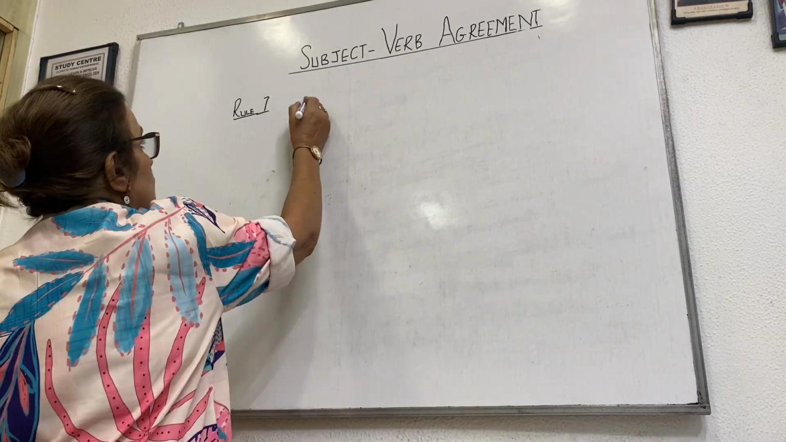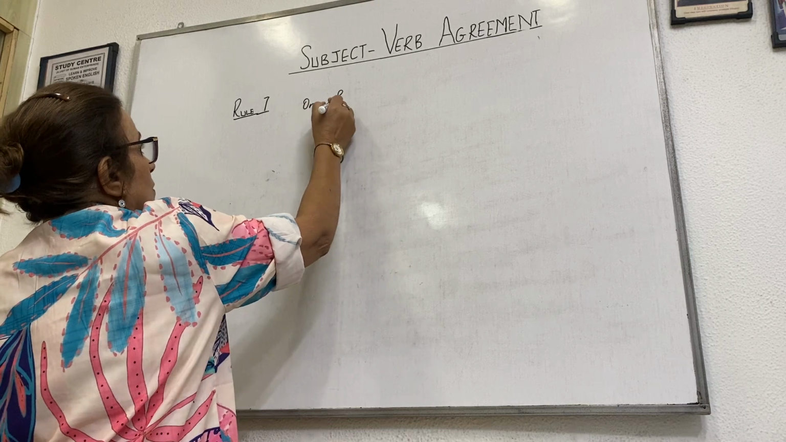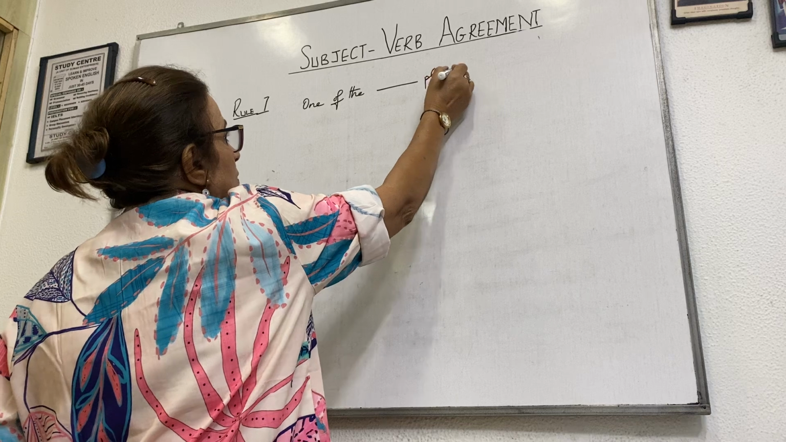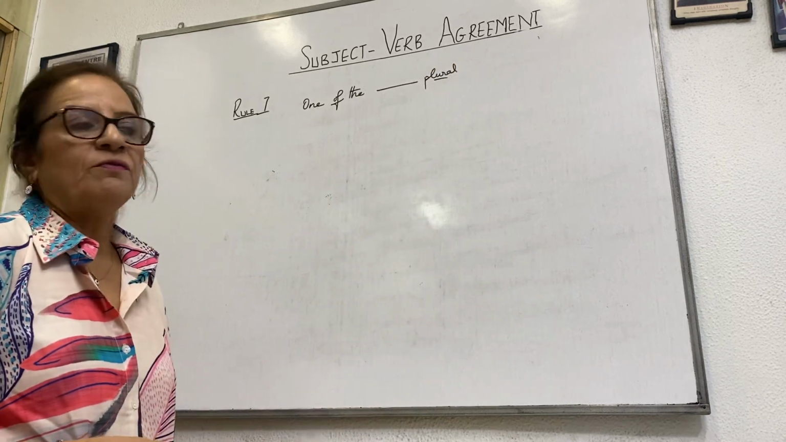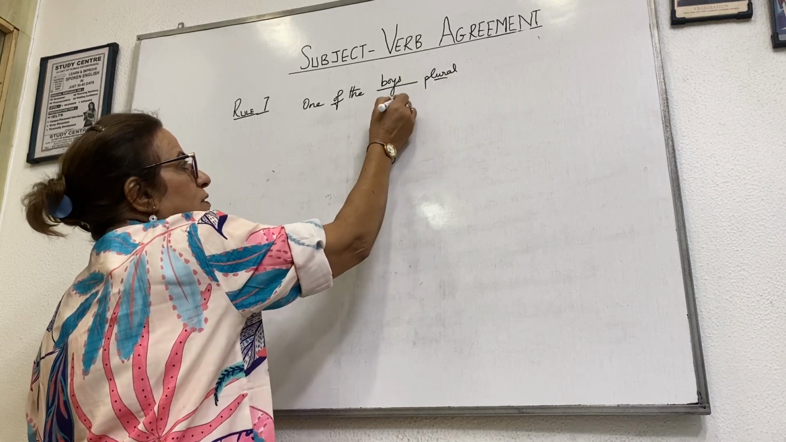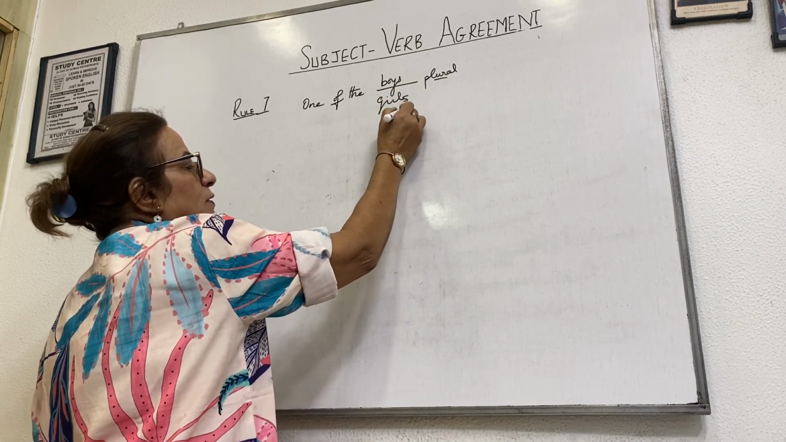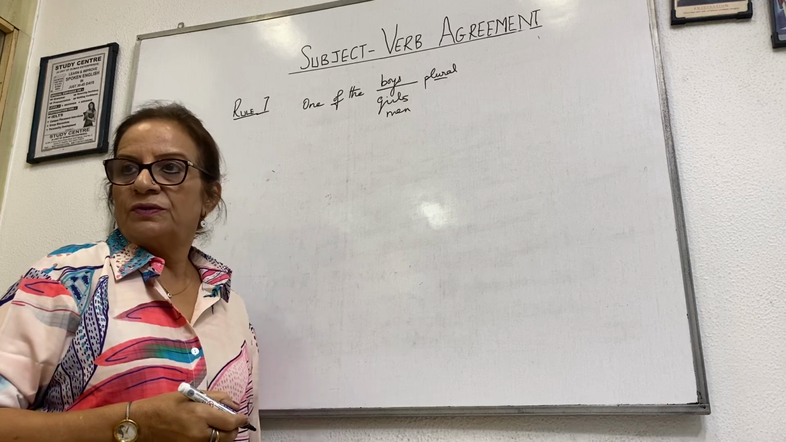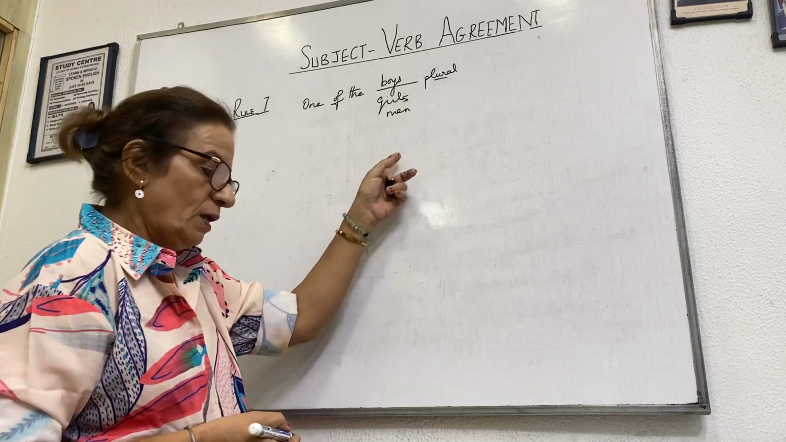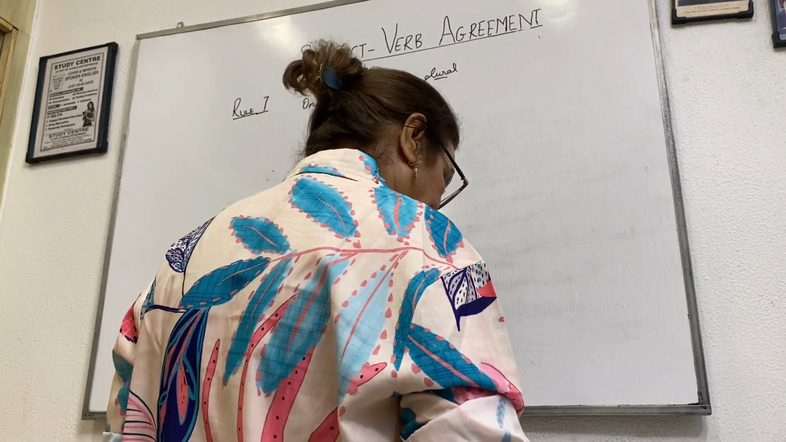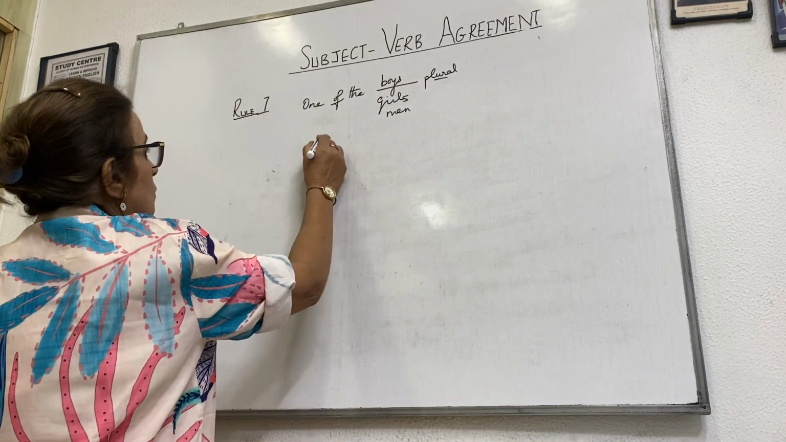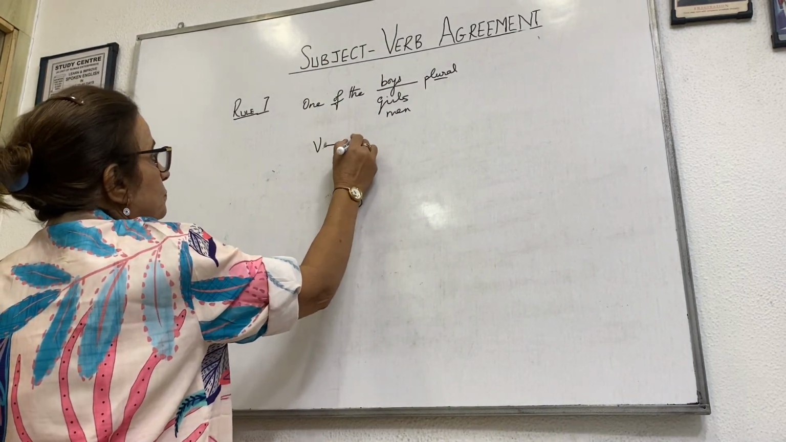Now we always use "one of the" with a plural subject. Okay? One of the, you can say boys, one of the girls, one of the men. So it always takes "one of the", it takes a plural. And the verb is also with that plural. Verb is also plural.